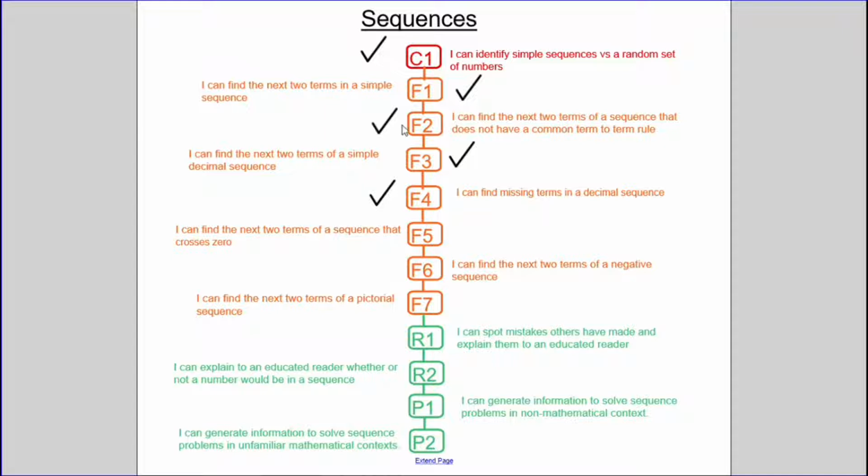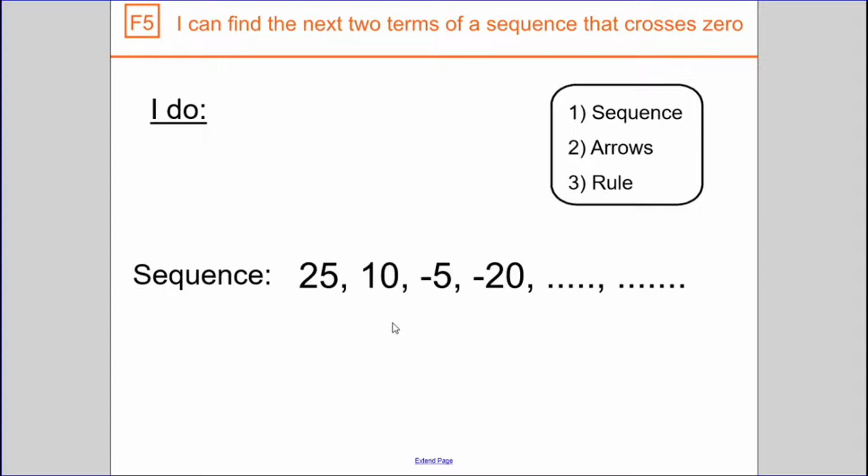So in the previous video, we had a look at F1, F2, F3 and F4. And in today's video, we're going to look at F5, F6 and F7. I can find the next two terms of a sequence that crosses 0.